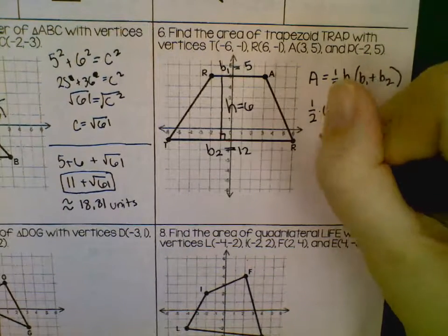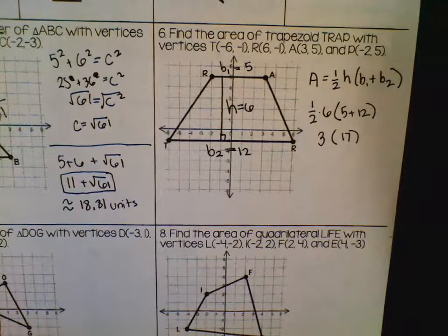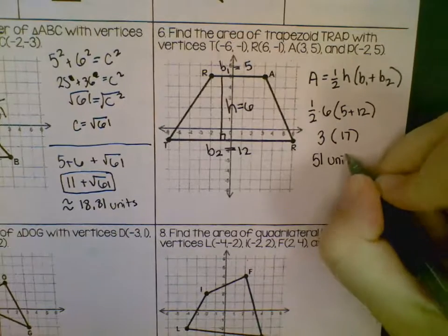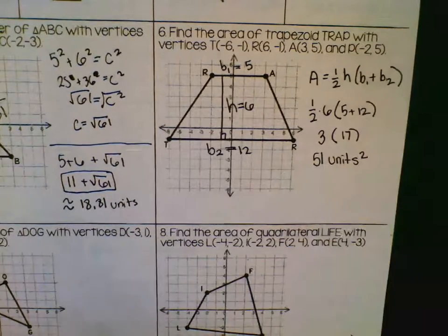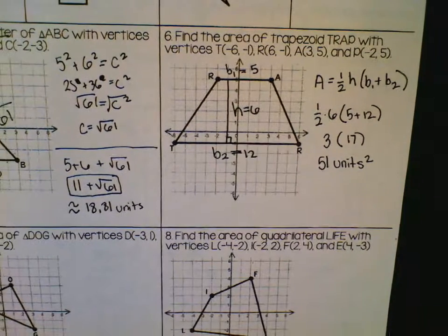So half of 6 is 3 times 17. And 3 times 17 is 51 units. And since it's area, it's always squared, because remember that's how many square boxes can fit inside our shape. Okay, so that's it for that kind.